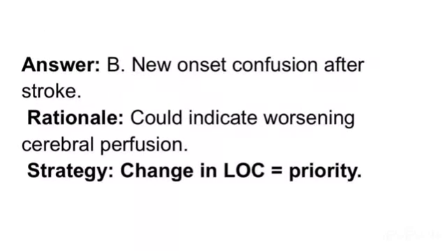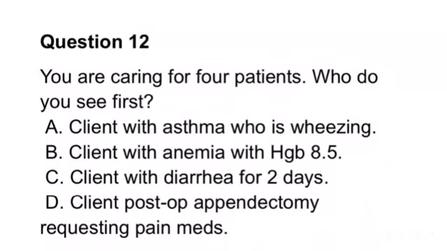Question 12. You are caring for 4 patients. Who do you see first? A. Client with asthma who is wheezing. B. Client with anemia with hemoglobin 8.5. C. Client with diarrhea for 2 days. D. Client post-op appendectomy requesting pain meds. Answer: A. Asthma with wheezing. Rationale: wheezing equals narrowed airway. Strategy: ABC's rule.